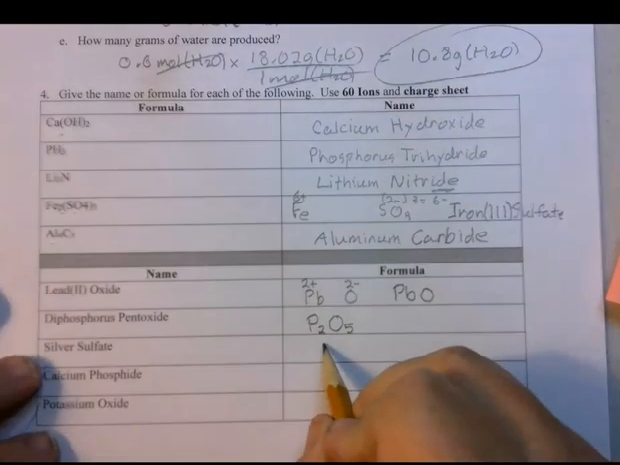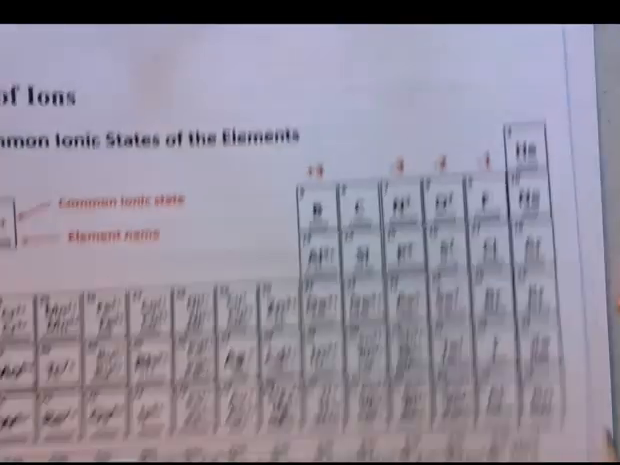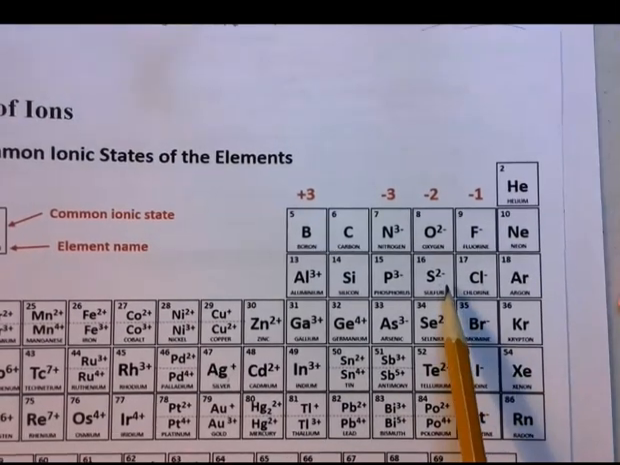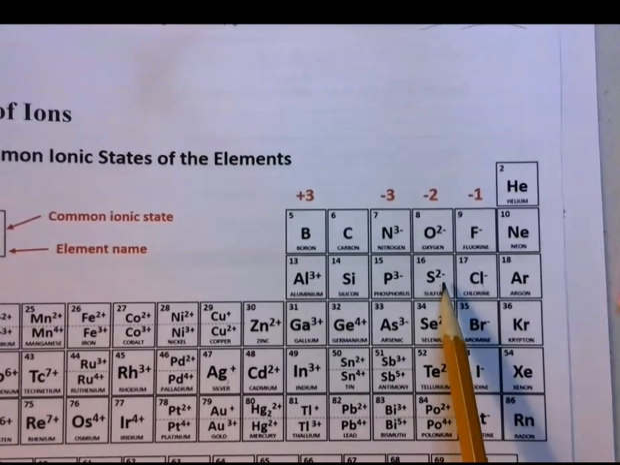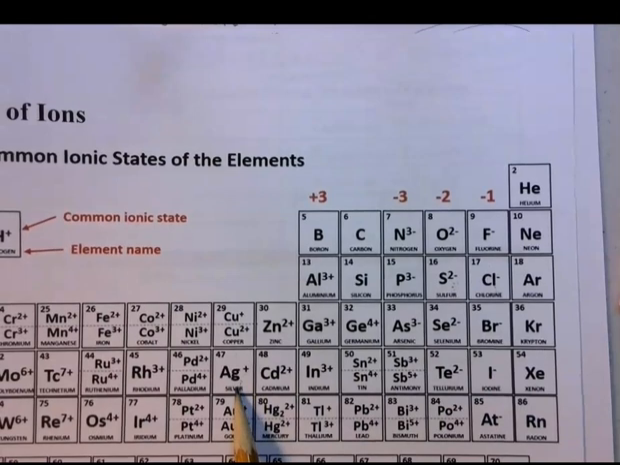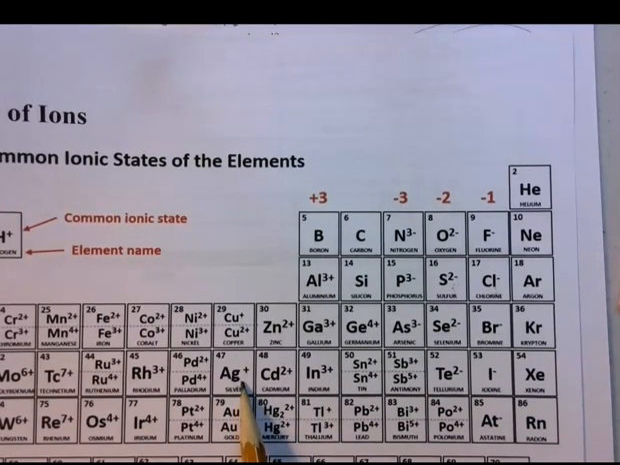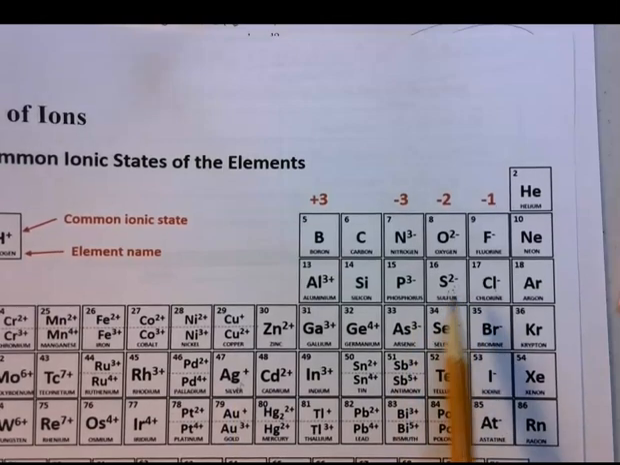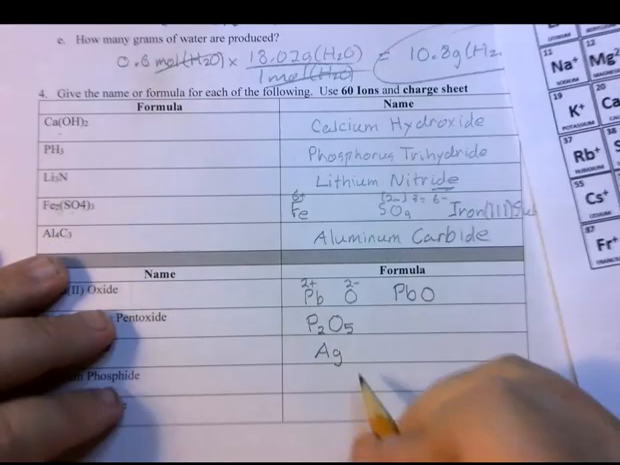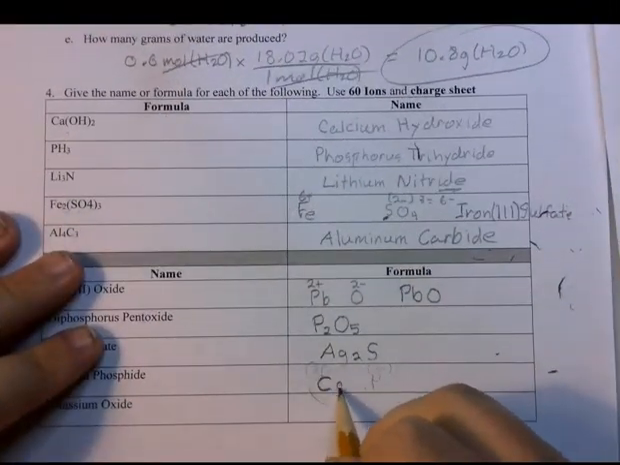So it's going to be Ag, which is a +1, and sulfur is a 2-. So sulfur wants to take in 2 electrons, but silver only wants to give up 1. So you're going to need 2 silvers, each throwing 1 electron off, to fill up the sulfide. So it's going to be Ag2S.